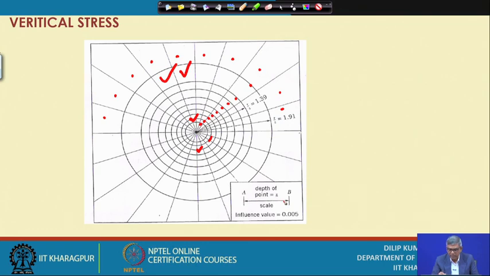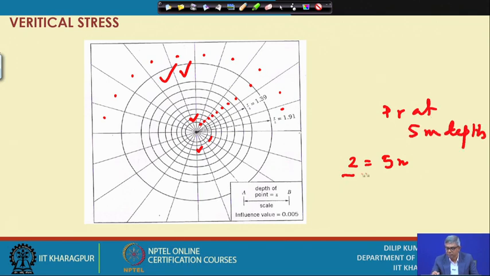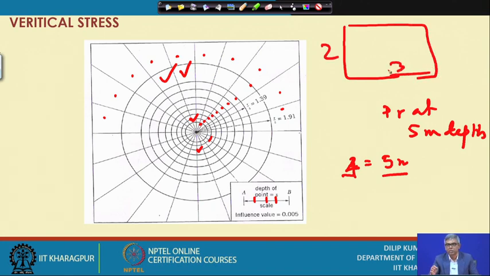Whatever length is given as z will be taken as 5 meter, because I want to find out the pressure at 5 meter depth. So, that depth z should be equal to 5 meter. That is the scale now. Suppose this length is 4 centimeter, then 4 centimeter equal to 5 meter becomes the scale. Whatever the foundation is, suppose it is 2 meter by 3 meter, it has to be drawn with the scale of 4 centimeter equal to 5 meter.